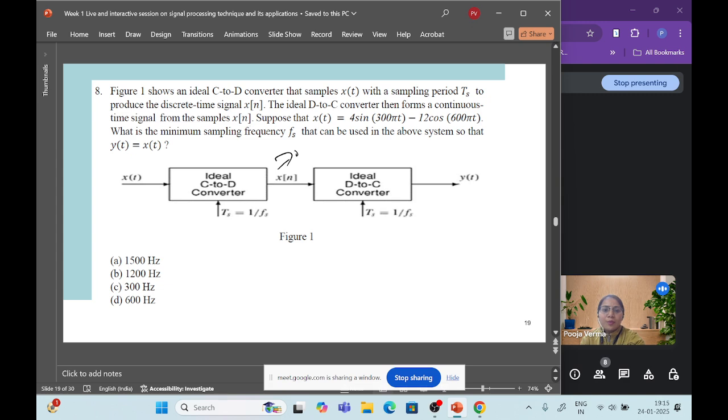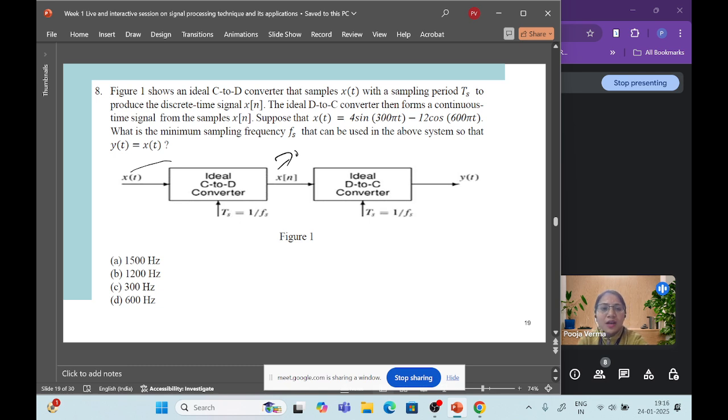The signal is reconstructed from the samples x[n]. Suppose x(t) is given here: x(t) is equal to 4 sine 300 pi t minus 12 cos 600 pi t. What is the minimum sampling frequency Fs that can be used in the above system so that y(t) is equal to x(t)? That means input and output will be the same. What will be the minimum sampling frequency?